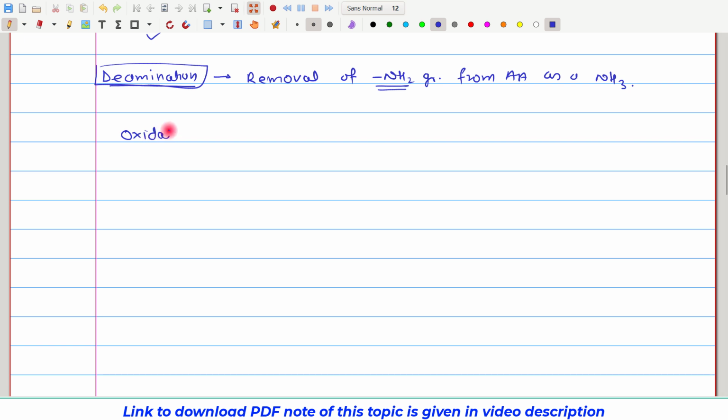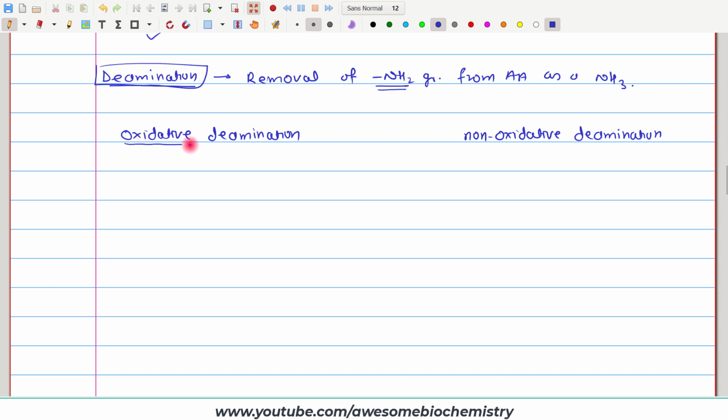Now, in our body there are majorly 2 types of deamination. One is oxidative deamination and the second one is non-oxidative deamination. Majority of the time in our body oxidative deamination occurs, whereas non-oxidative deamination plays a very minor role, right. In oxidative deamination, we have 3 different types. The first and most common and most major oxidative deamination is by glutamate dehydrogenase.